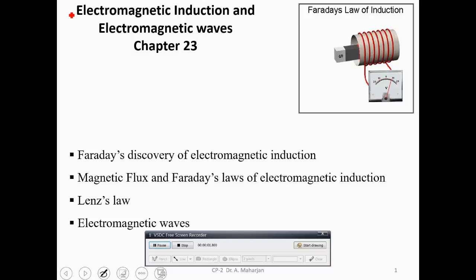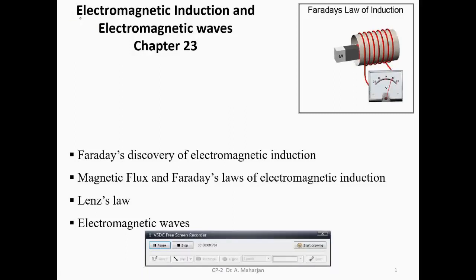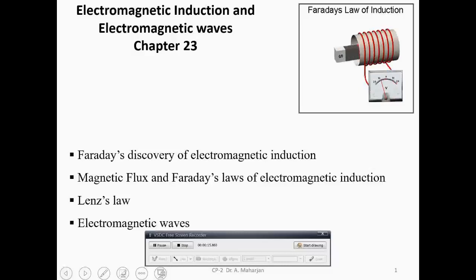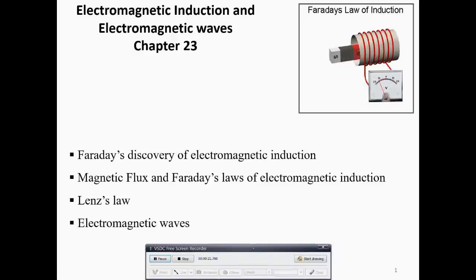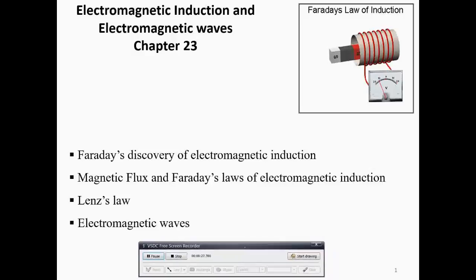The next topic is electromagnetic induction and electromagnetic waves. So basically, electromagnetic induction is just a continuation of electromagnetism. We have talked about the magnetic field due to a current carrying wire in the previous topic. Now we're going to talk about the opposite effect.